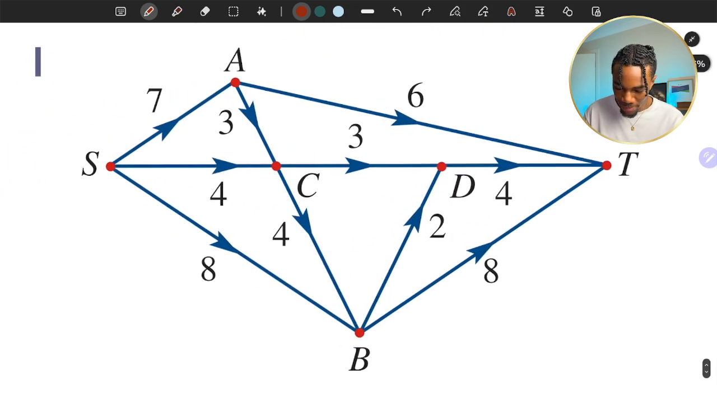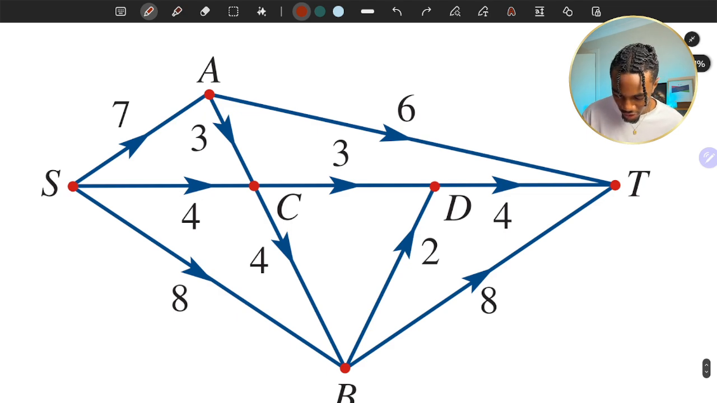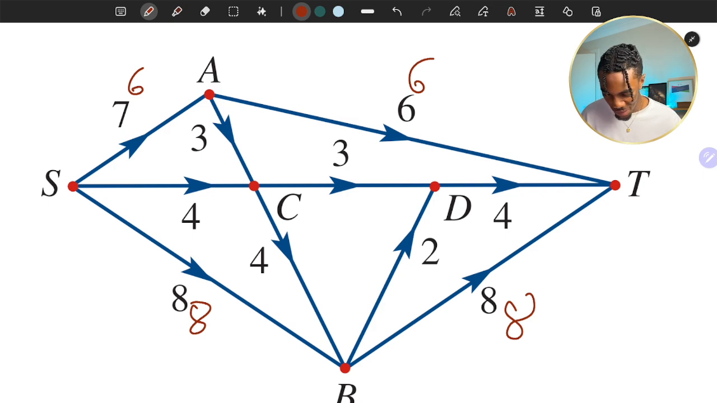Let's just do this one. First, scan the top one. 6 can fit in here, 6 can fit through here. Go through the bottom one, so 8 fits in here, 8 fits in here. How much more can we fit through? We can put 3 in here, 3 in here, 3 in here.